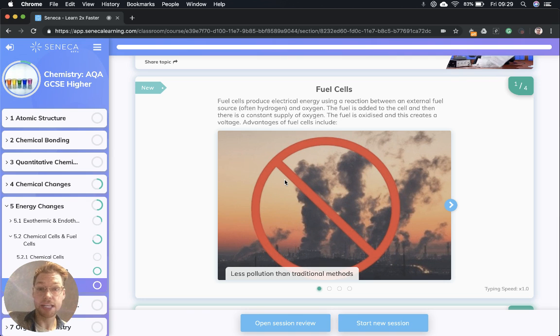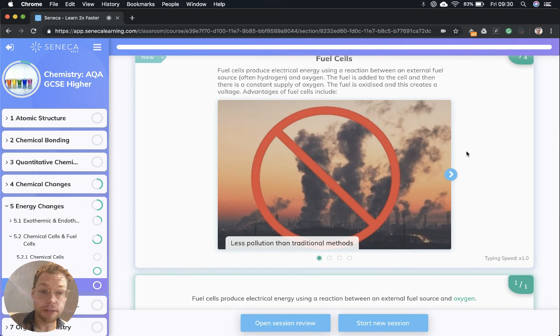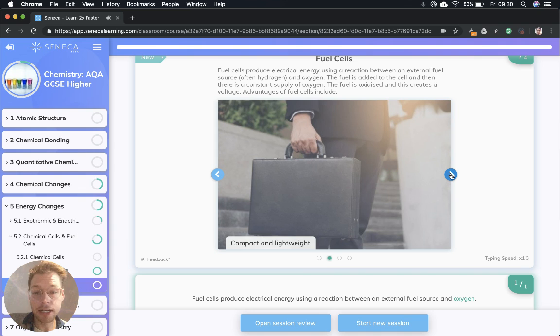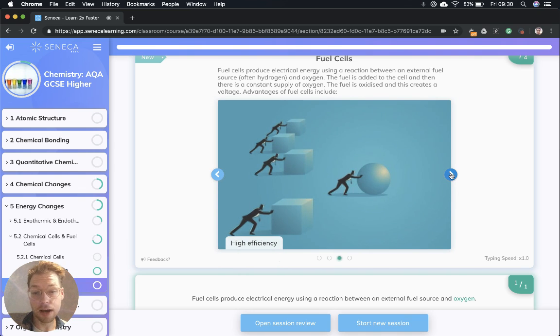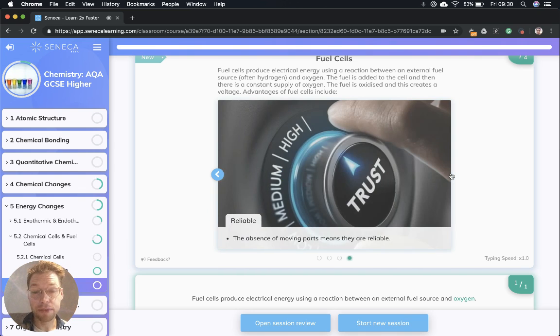And they have some really important advantages. They produce a lot less pollution than traditional methods, which is great. They're compact and lightweight. They're really efficient, and they're very reliable due to the absence of moving parts. So fuel cells are great.